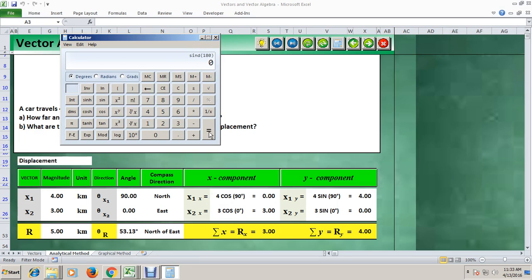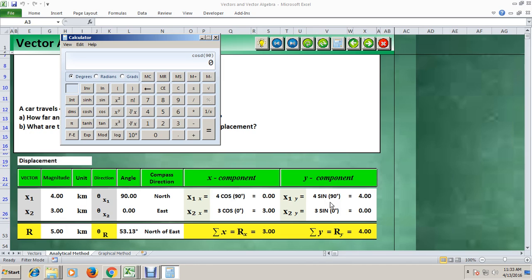Let's verify that. This would be 90, then cosine. There. Okay, so you have cosine 90 degrees, that gives you 0. Multiply that with 4, that gives you 0.